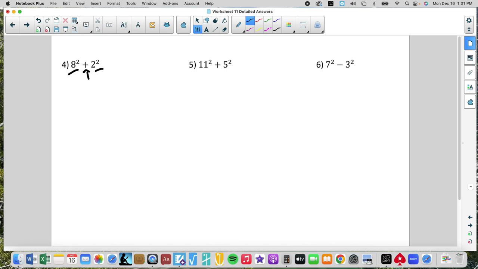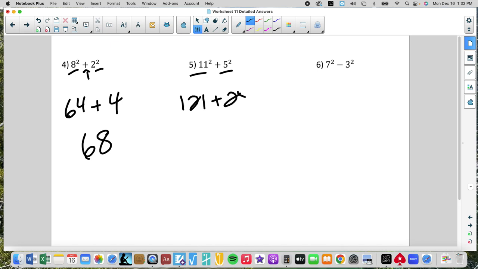Poor academic decathletes. 8 squared, 8 is the base. 2 is the exponent. That is multiplying the base times itself, the exponent number of times. So we have 8 times 8, which is 64. And 2 times 2 is 4. And that gives us 68. 11 squared is 121. 5 squared is 25. And these are those perfect squares that we were just mentioning that we should know by heart. And that gives us 146.